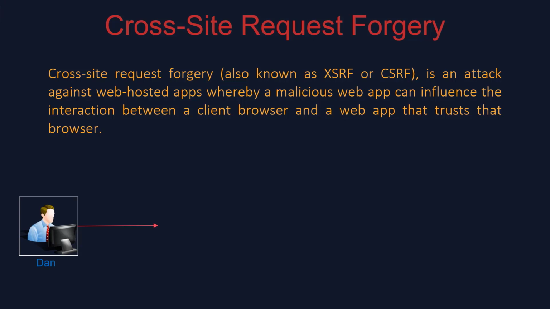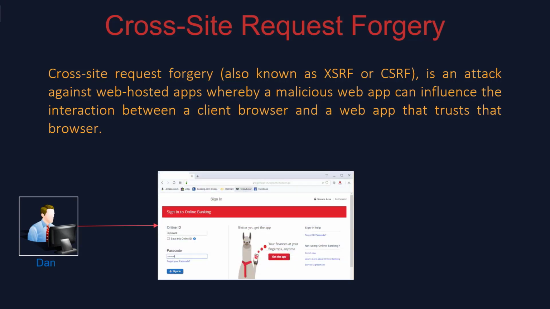So here we have Dan, who is surfing his banking website, and he enters his credentials and hits the login button. The server authenticates the user and issues a response that includes an authentication cookie. This site is prone to attack because it trusts any request that it receives with a valid cookie without checking if the request originated from the same origin. Now let's take a look at how this scenario can be exploited.